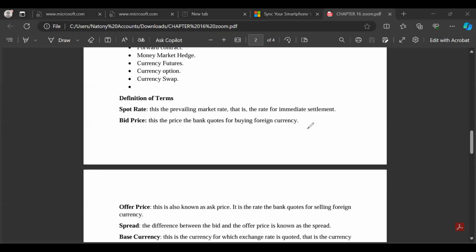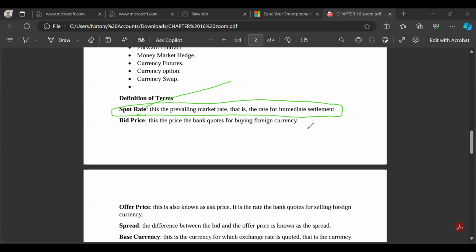The spot rate is the rate for immediate settlement. So if a company wants to lead, that is, the company wants to make payments today, it is the spot rate that we apply.